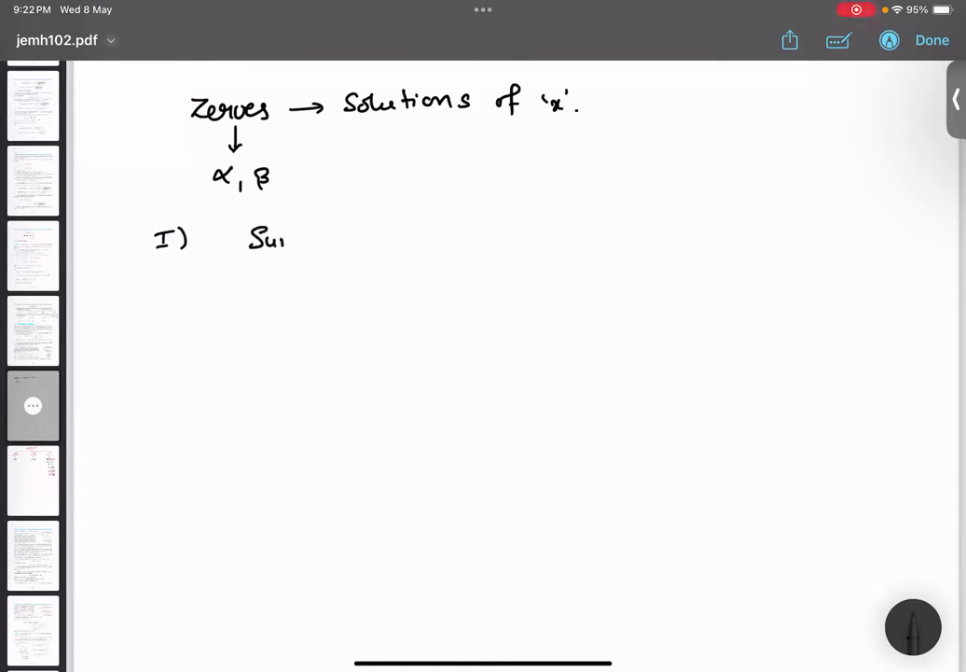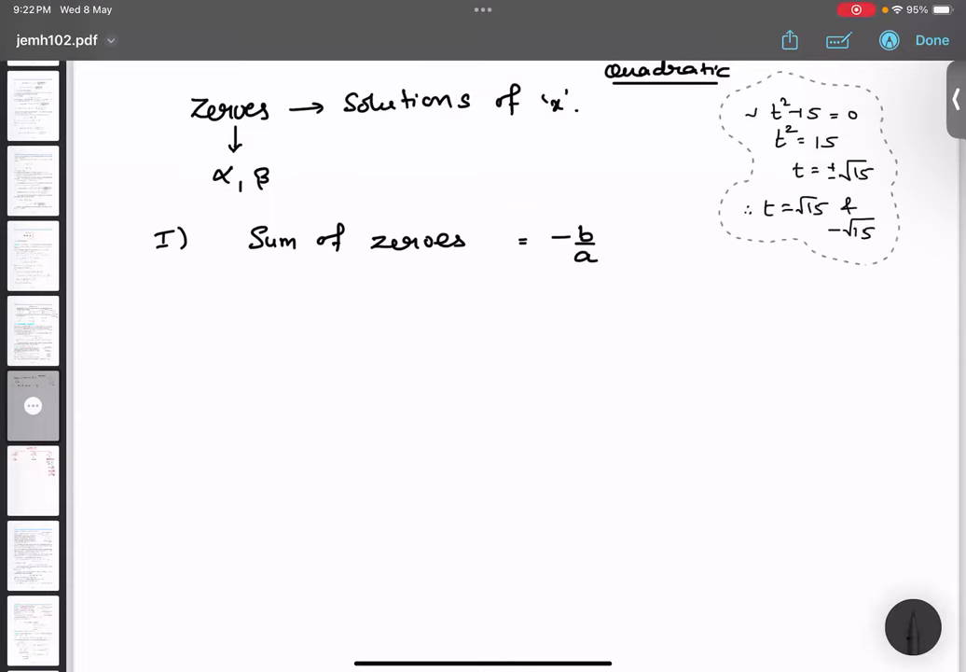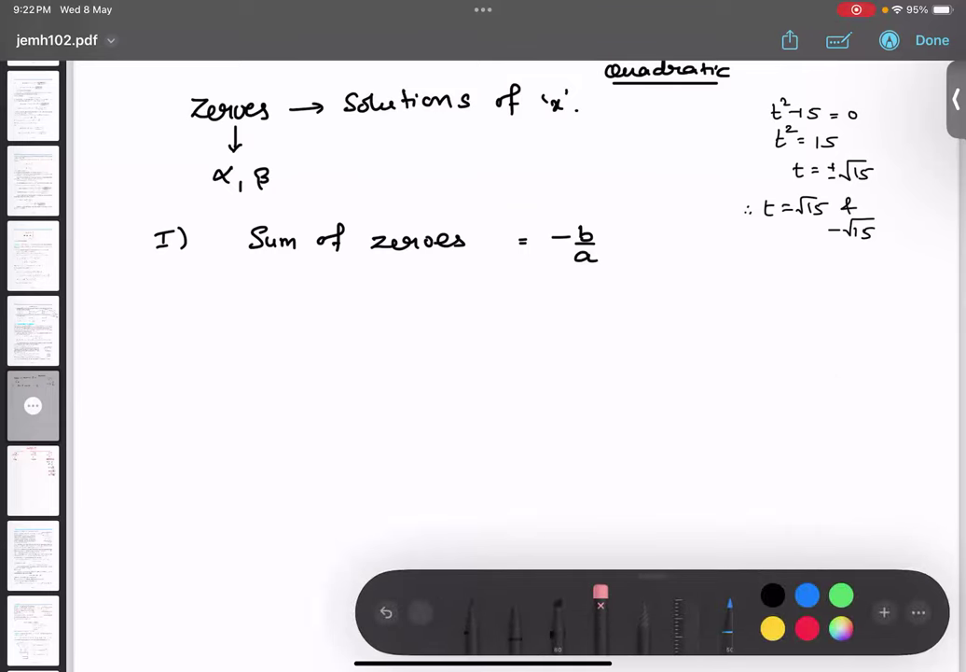The first thing is the sum of zeros. This is for quadratic; we are talking about quadratic only. In a quadratic, we have two zeros, alpha and beta. The sum of zeros is minus b by a. So in that question which we were talking about, this was the question. Let's do the sum of zeros: root 15 plus minus root 15. The answer is what? Zero.